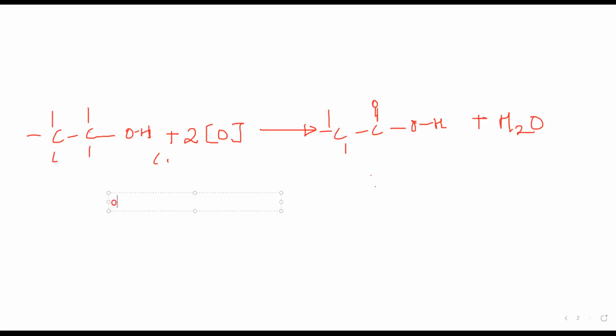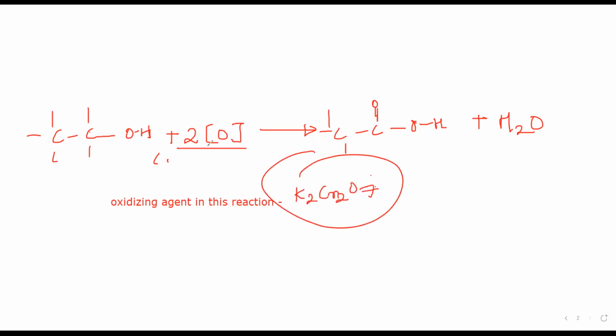Okay, what is the oxidizing agent in this reaction? The oxidizing agent is the one that's being reduced. So who was reduced here? Oxygen. Okay, we got oxygen from potassium dichromate, K2Cr2O7. So without writing this complex thing, we are just writing it as oxygen. Clear?